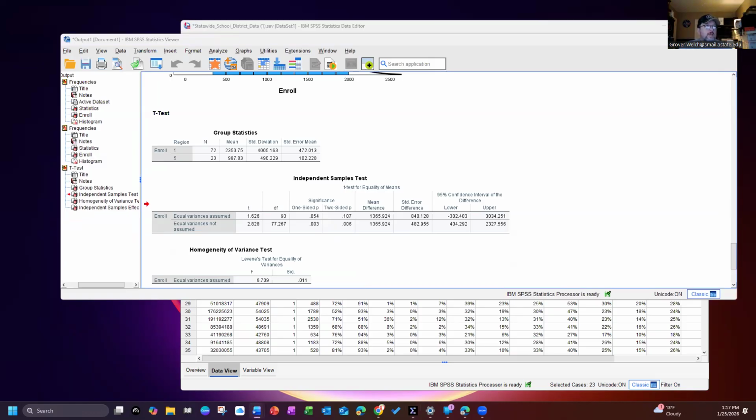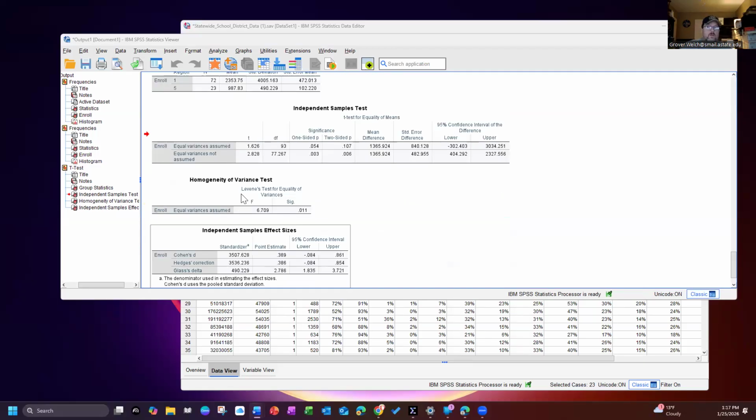Next, I tested the homogeneity of variance, looking at Levene's test for equality of variances, which indicated the two groups were significantly different, with a value of p equals 0.011. Since this is less than 0.050, the assumption of homogeneity of variance is not met. However, I will proceed with the test.